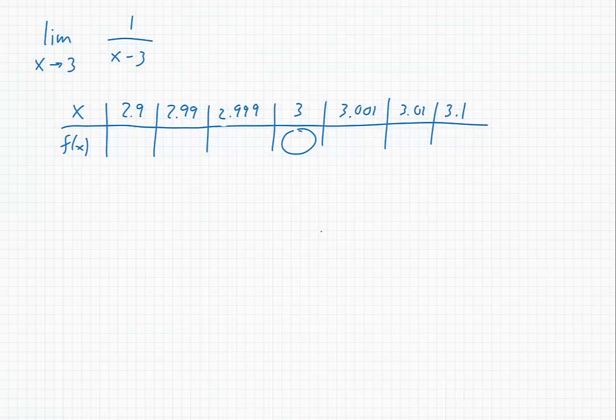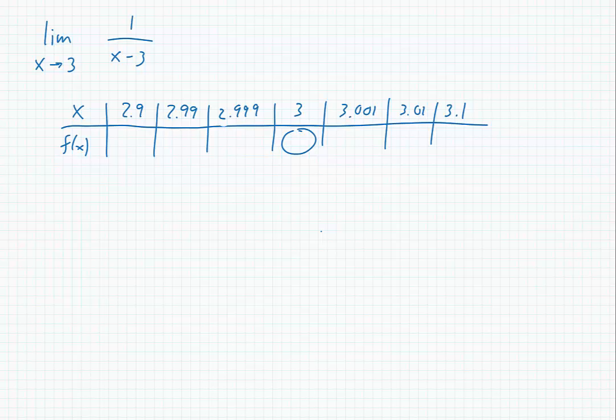Here's another example of a limit that we can evaluate using a table. Actually, it turns out you can evaluate pretty much any limit using a table, but we'll look at other techniques as we go forward in this chapter as well. So we have the limit as x approaches 3 of 1 divided by x minus 3.